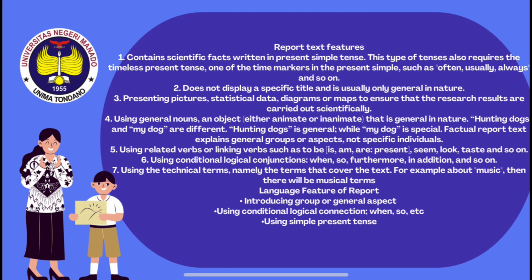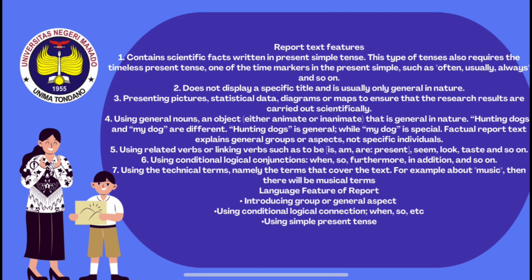Second, does not display a specific title and is usually only general in nature. Third, presenting pictures, statistical data, diagrams, or maps to ensure that the research results are carried out scientifically. Fourth, using general nouns and objects, either animate or inanimate, that are general in nature. Hunting dogs and my dog are different. Hunting dogs is general, while my dog is special. Factual report text explains general groups or aspects, not specific individuals.